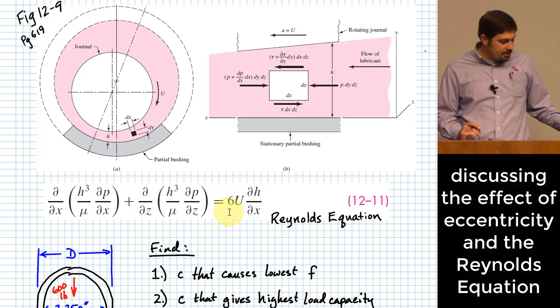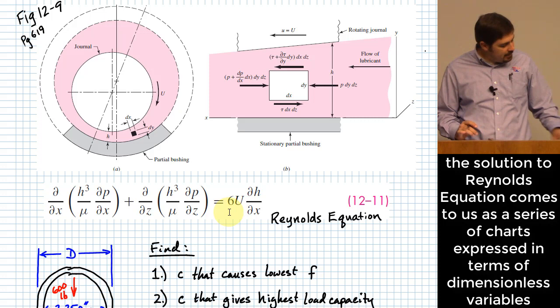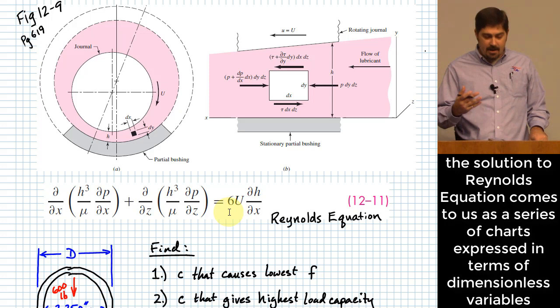And these charts begin on about page 628 with figure 12-16 in your book. There are a number of charts that allow you to relate several of the variables that matter to us with respect to bearing design, and these charts arise out of these approximated solutions to Reynolds' equation.